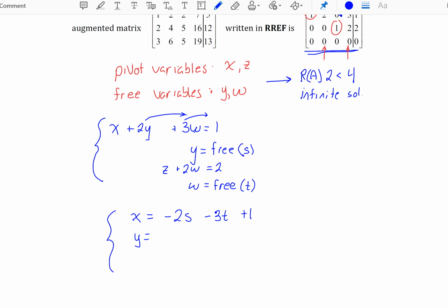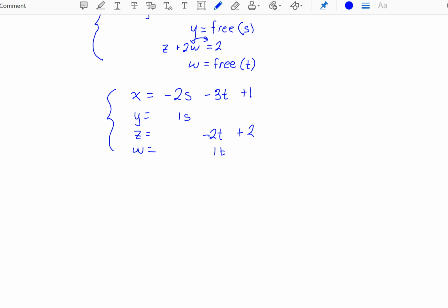Y was a free variable, which was s. So 1s. Then solve for z by subtracting the 2w to the other side, but w is really t, so minus 2t plus 2. And then w, our other free variable, is just t, so I'll put a 1t. Notice how I'm keeping these in columns still. I'm lining up my variables, because in our last step, I want to rewrite my solution as a vector equation.